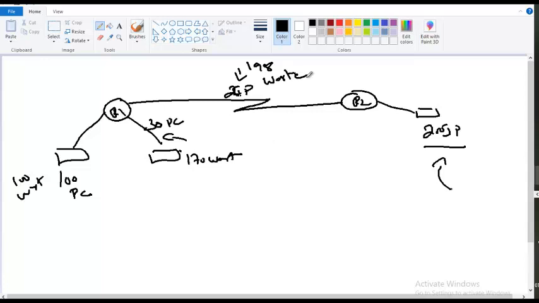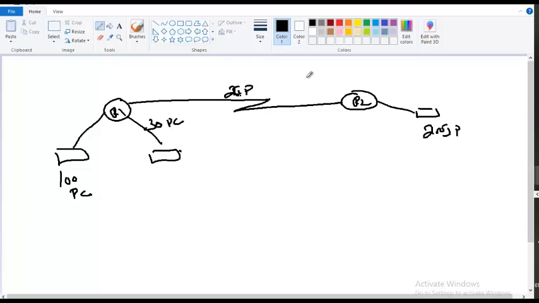You should not do it like this. This is fixed length subnet mask. Why do I call this fixed length subnet mask? The subnet mask is the same for 100 PC, 30 PC, 2 PC, 200 PC. It's the same, which is wastage of IP addresses. With fixed length subnet mask, you waste IP addresses because you don't have the same number of IP requirements. You have different requirements. Sometimes you have 2, some places you have 30, some places you have 100. So you need to do variable length subnet mask.